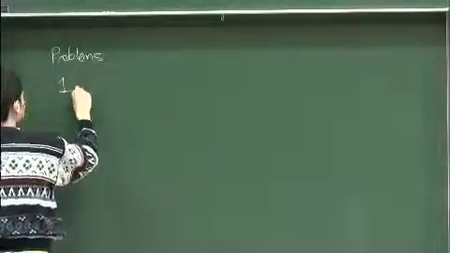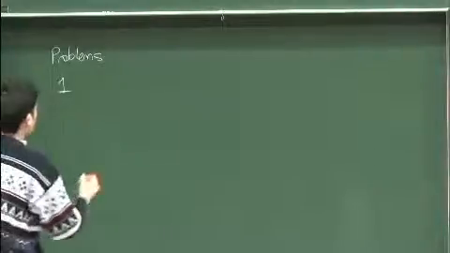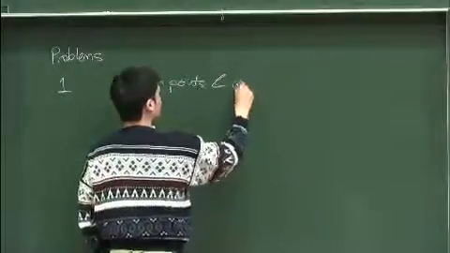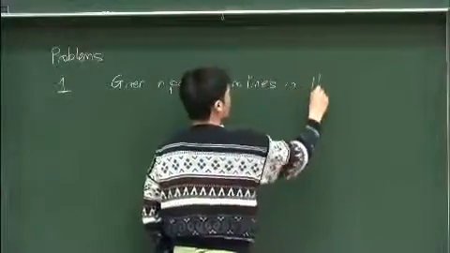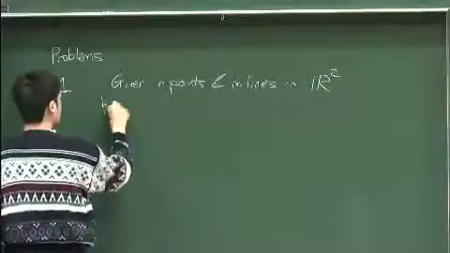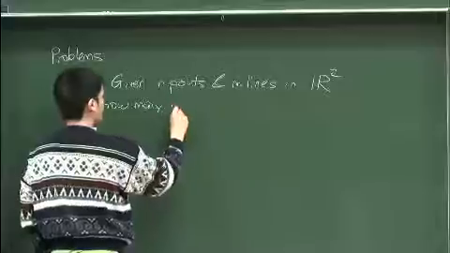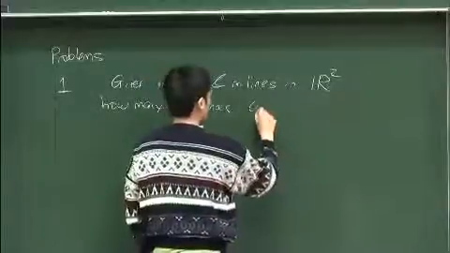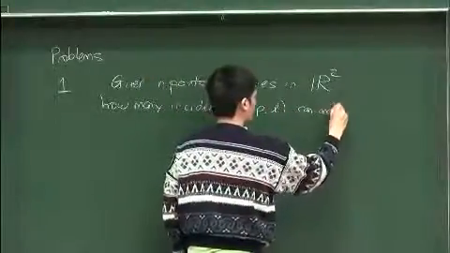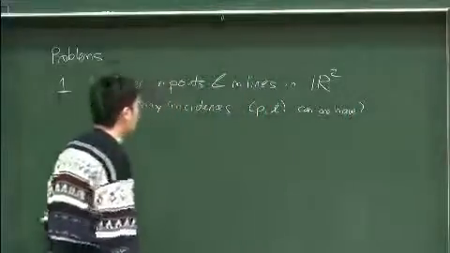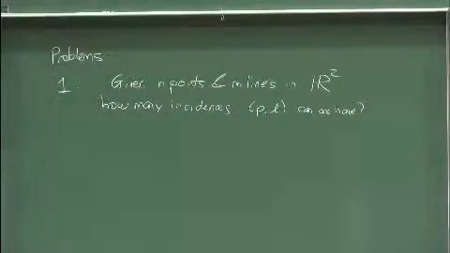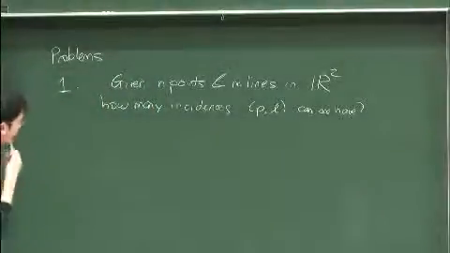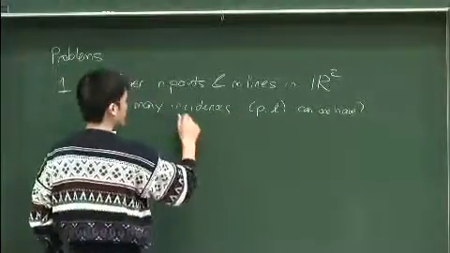So just some sample problems. One is incidences in the plane. So given n points and m lines in the plane, R^2, Euclidean plane, how many incidences between these points and lines can one have? Okay, so given 10 points and 10 lines, how many pairs of points and lines can you have such that the point lies on the line? Okay, so let's call this number I.